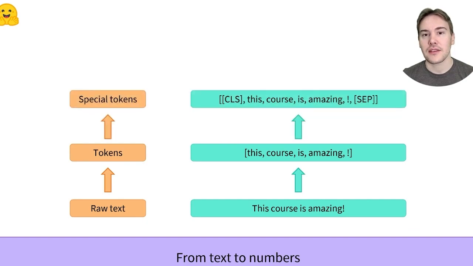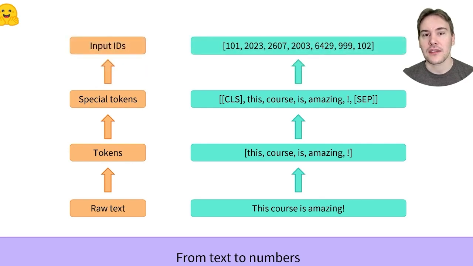Then, the tokenizer will add some special tokens if the model expects them. Here, the model used expects a CLS token at the beginning and a SEP token at the end of the sentence to classify. Lastly, the tokenizer matches each token to its unique ID in the vocabulary of the pre-trained model.